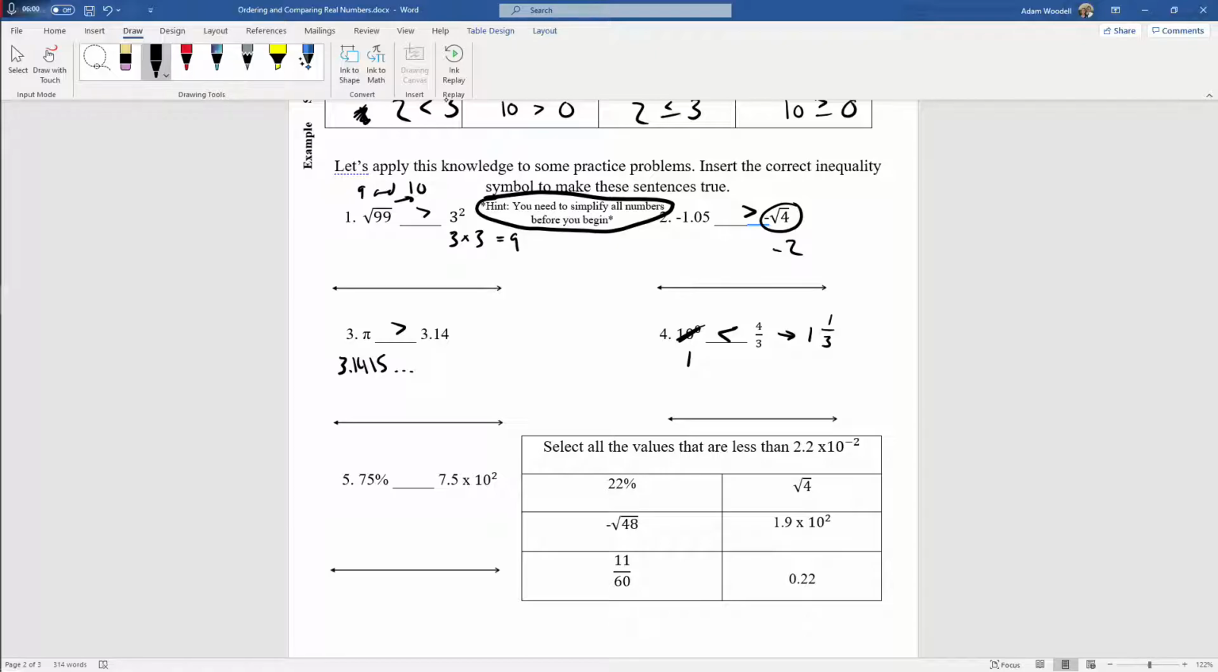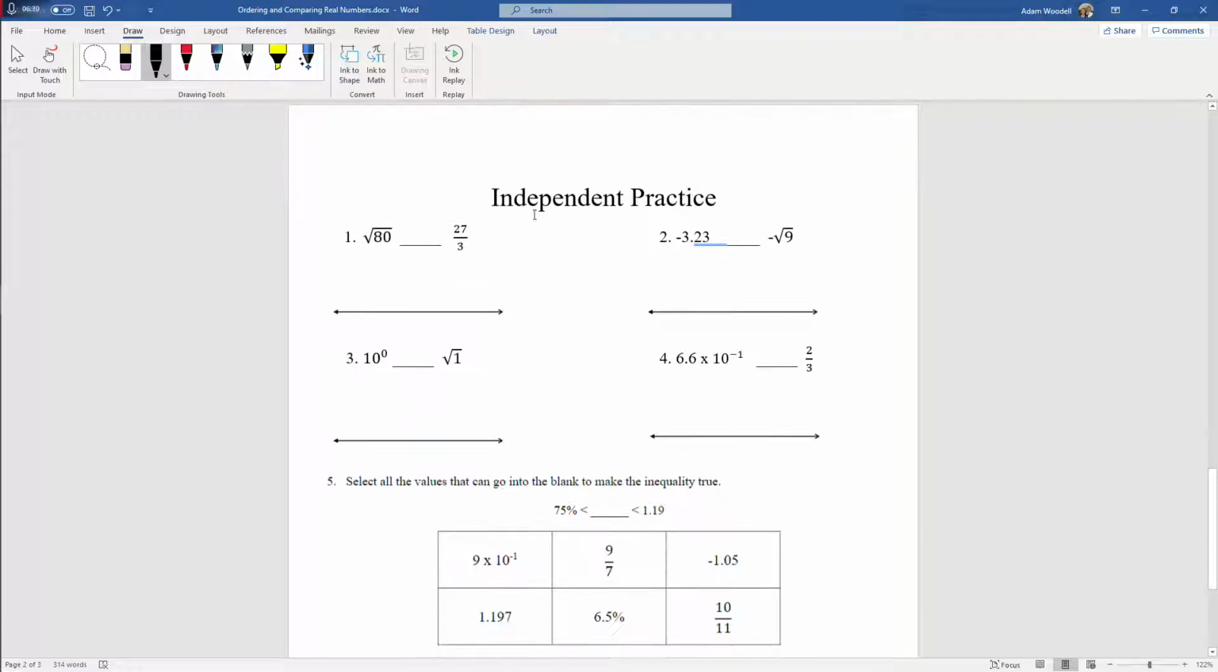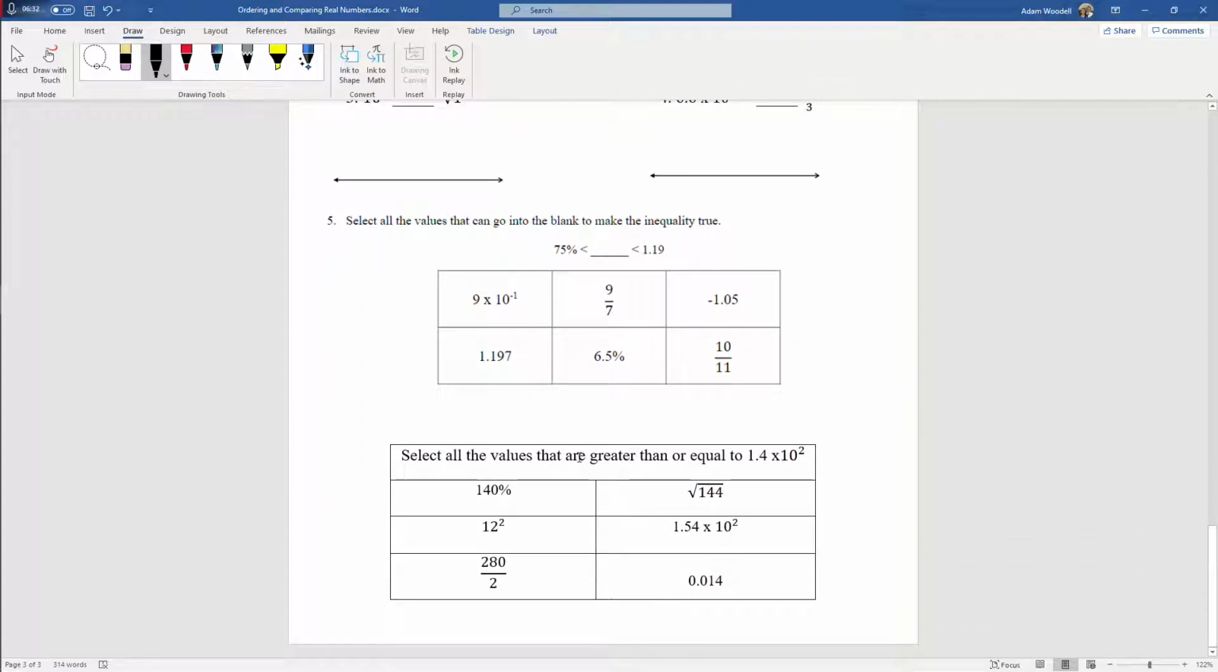And last but not least, we've got our percent, so we've got our scientific notation. Just for completionist's sake, let's change this into a decimal, so I'll move it 2 times to the left and get 0.75. With my scientific notation, remember my exponent lets me know where I'm moving it, so I'll move it 2 places to the right, and this is really 750, and 750 is a lot bigger than 0.75. So there are a couple problems here that I want you guys to work on your own, and we'll go over this independent practice when we get back in class.